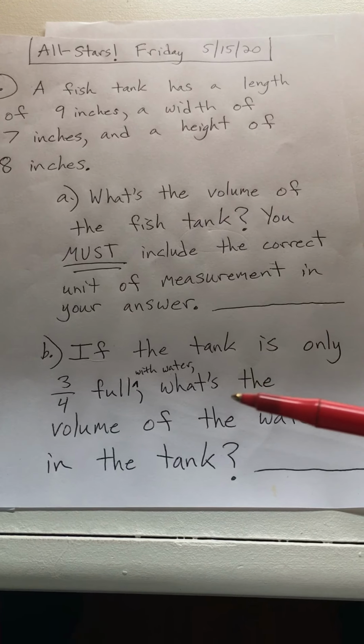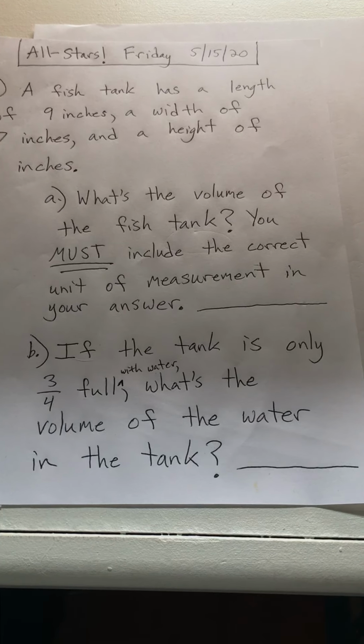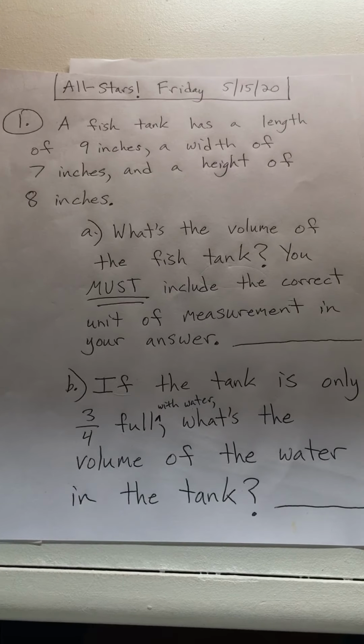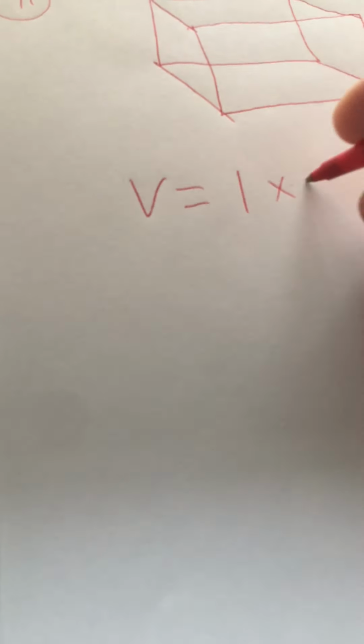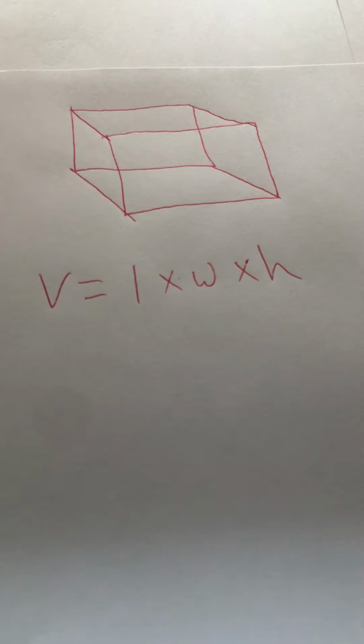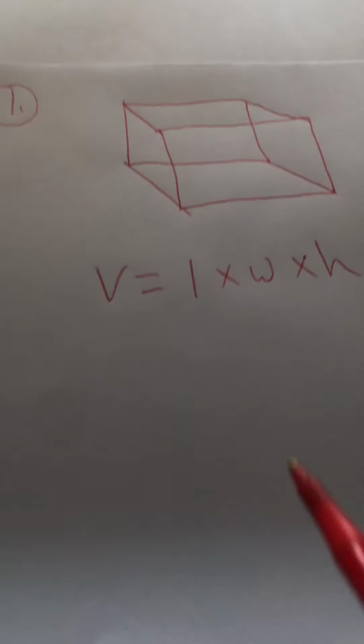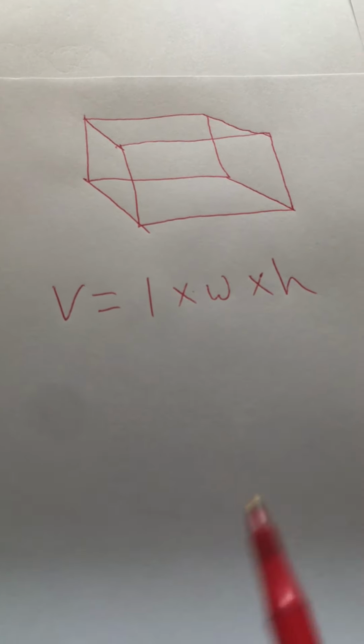What's the volume of the tank? And then if the tank's not totally full, it's 3/4 full with water, what's the volume of the water that's in that tank? So first, I'm just going to draw a fish tank here. It's got to be 3D because we're finding volume, so there's 3 dimensions, length times width times height. They will give you that formula, volume equals length times width times height. On the MCAS, you will get this formula on your sheet. You just have to know to look at the reference sheet for this formula.